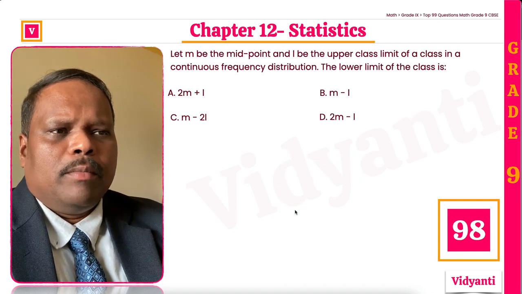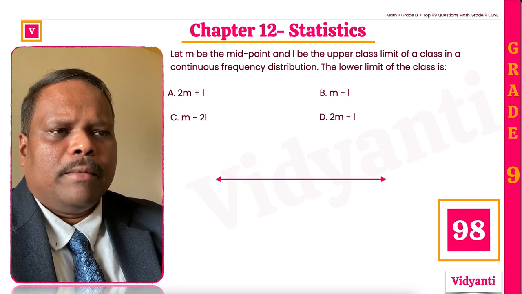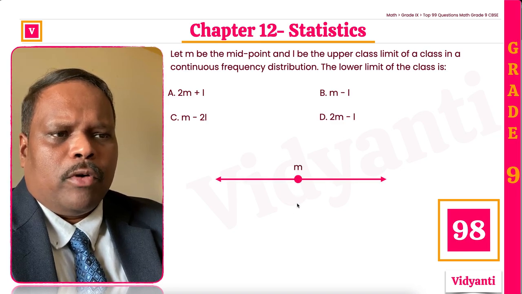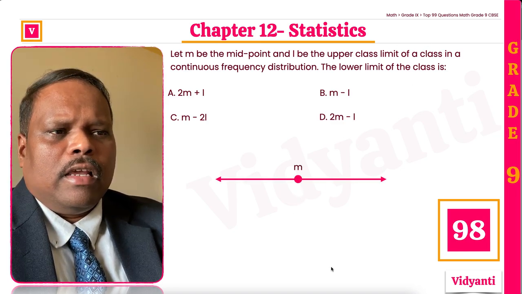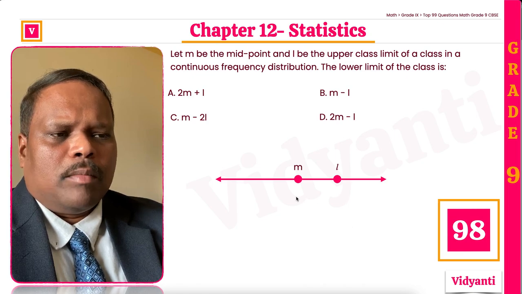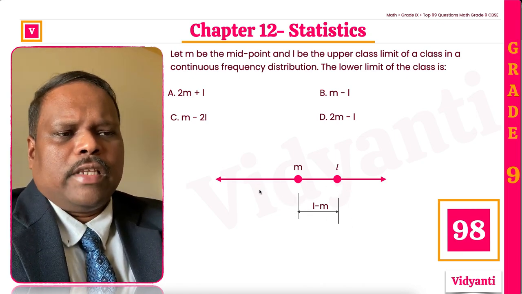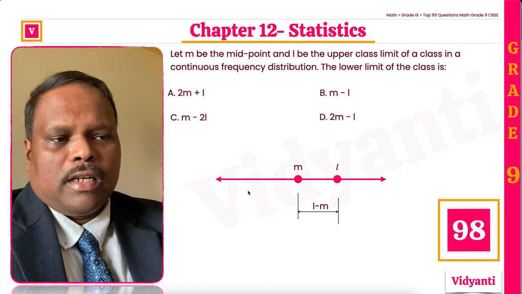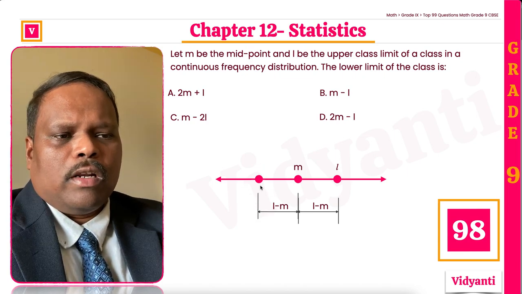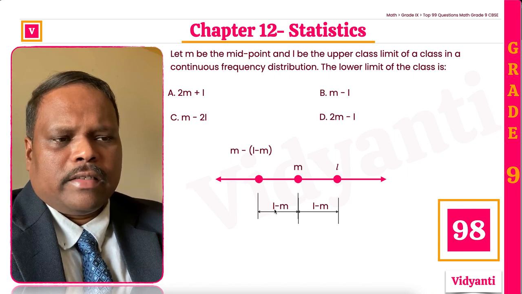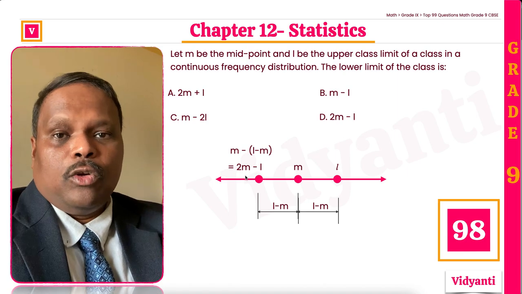98, let M be the midpoint. Well, we'll draw a quick diagram. Let M be the midpoint, which is this midpoint, and L be the upper limit. So this is the upper limit. Now this difference is L minus M. So the same thing we have to go on the other side, and that will give you the lower limit. Let's assume that this is the lower limit. So M minus this difference will be your lower limit. If you substitute that, it will come out to be 2M minus L.